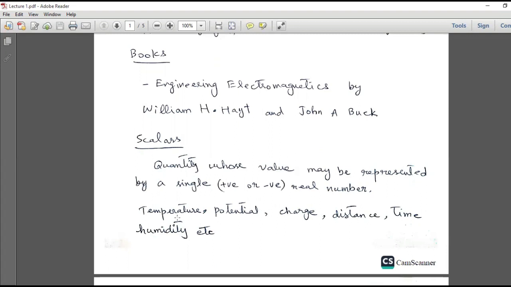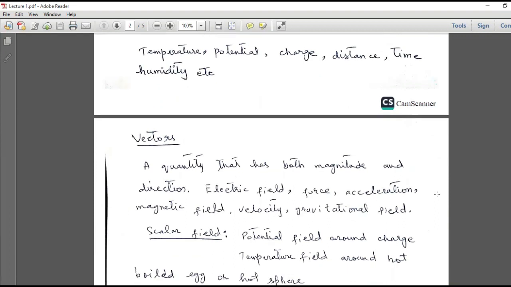These are all the quantities which only have the magnitude, and the second quantity is the vector, and the vector quantity is the quantity that has both magnitude and direction. And the examples of vector quantities are electric field, force, acceleration, magnetic field, velocity, and gravitational field. These are all vector quantities.